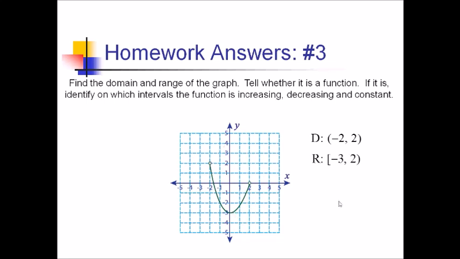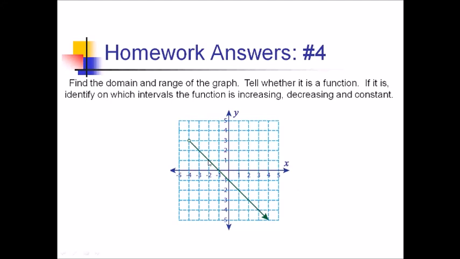For whether it's a function, there's nowhere we can draw a vertical line that touches twice, so this is a function, passes the function test. For intervals of increasing, we're increasing from 0 to 2 for x values, so 0, comma 2. Decreasing intervals from -2 down to 0. And there's nowhere it's constant. There's no flat horizontal lines, so we're done.